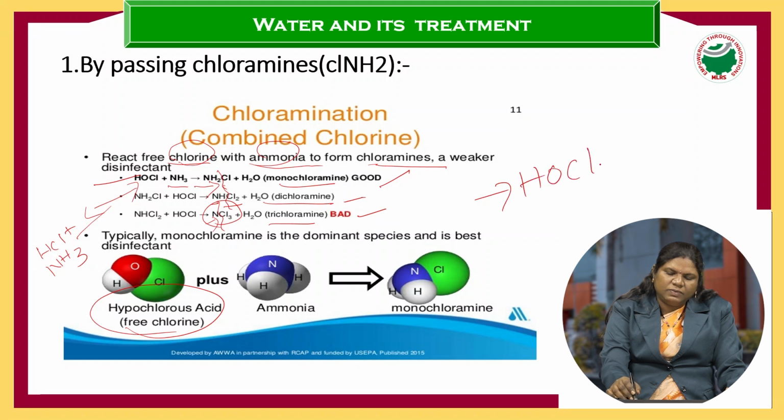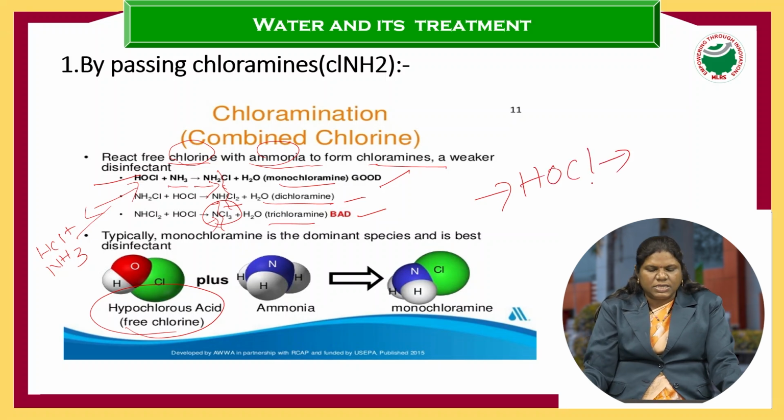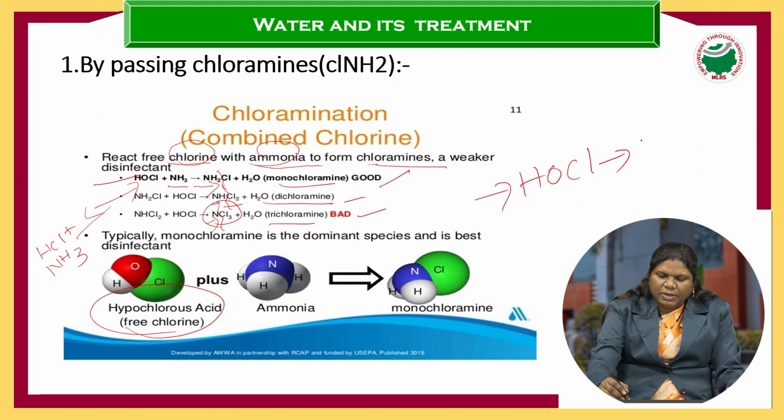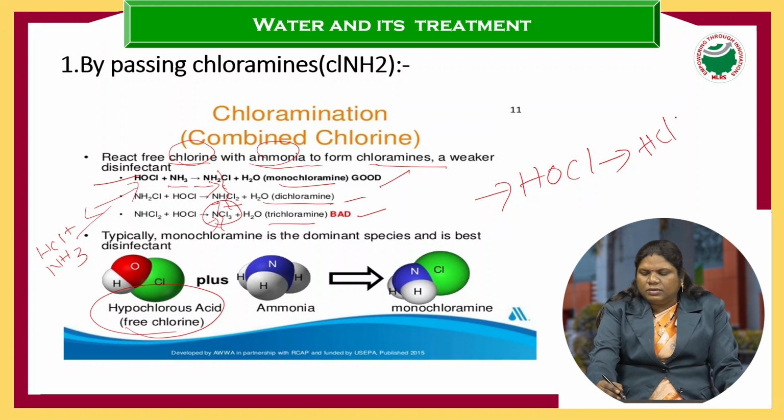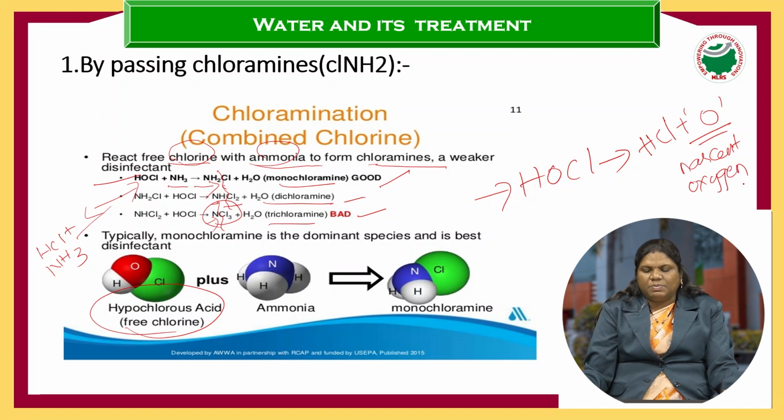HOCl, which is formed in the chlorination step, will be split into HCl and O. O means nascent oxygen. This nascent oxygen will kill the bacteria and viruses present in the water.